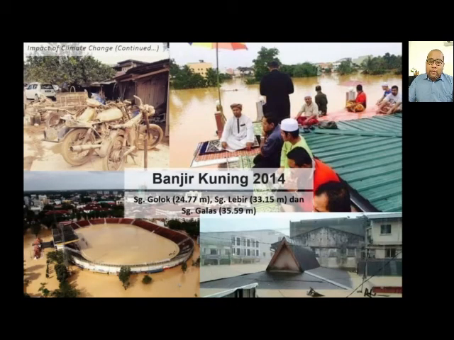And then for Malaysia, I think the most tragic flood occurred in 2014. During that time we called it the banjir kuning. You can see at Sungai Golok the water level is around 24.77 meters, Sungai Lebeh is 33.15 meters, and Sungai Galas is 35.59 meters, which exceeds the normal water level. During that time North Kelantan was facing the floods. Major areas in Malaysia, including the east of Peninsular Malaysia like Terengganu and Pahang, and also Kota Tinggi, Johor, faced the same problem, a major flood.